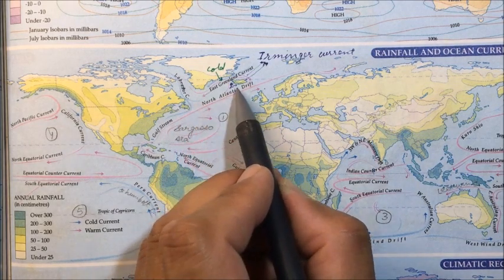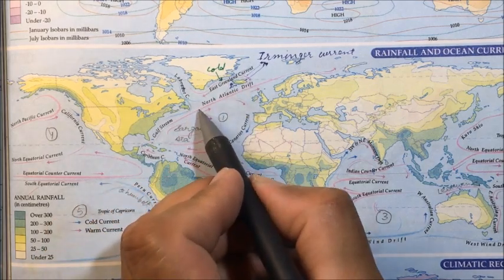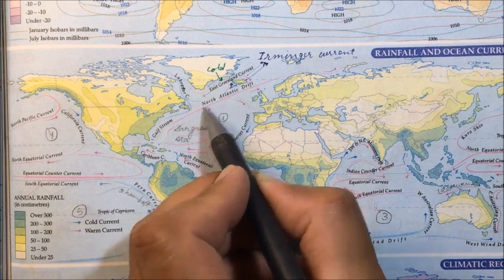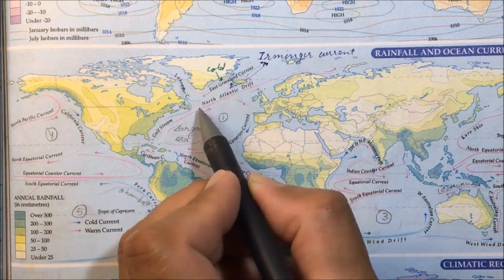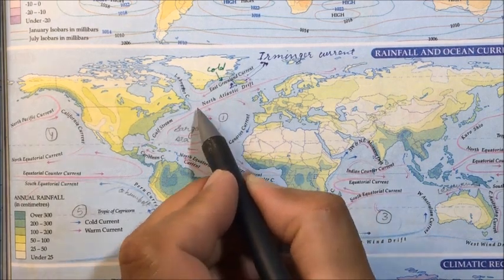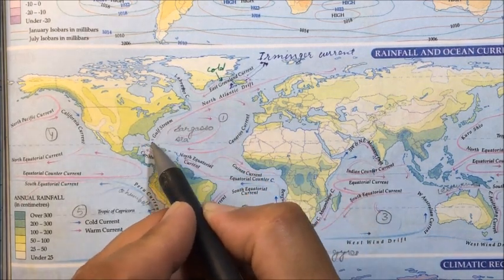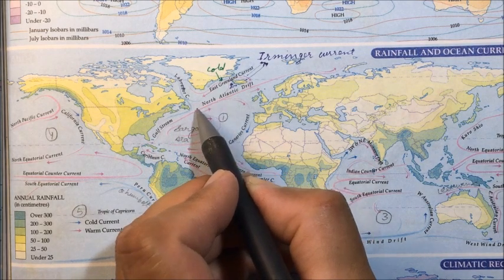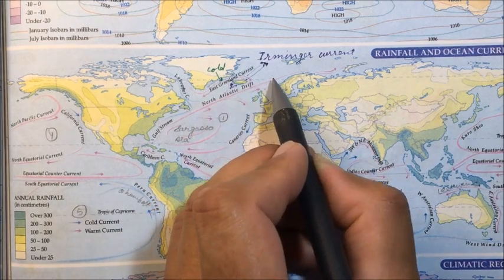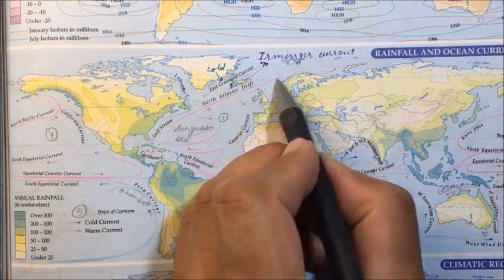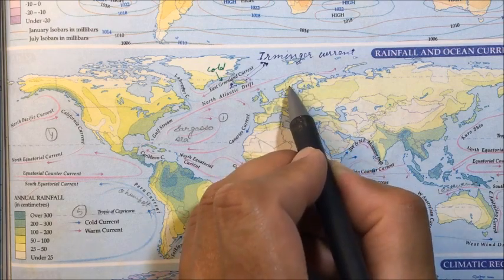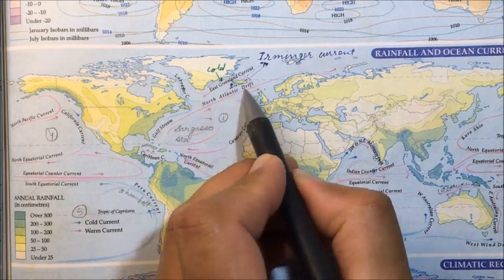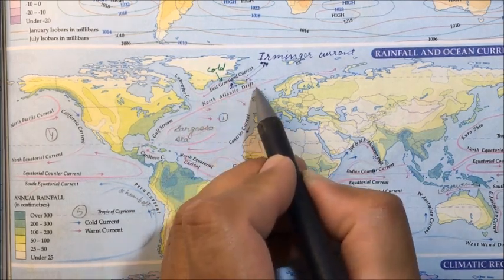it comes under the influence of westerlies. After 30° north latitude, it comes under the influence of westerlies. Now as the Gulf Stream originates around 20° north latitude and moves towards 30° north latitude, it comes under the influence of westerlies, and these westerlies make it move towards the western coast of Europe up to 70° north. And here this current is termed the North Atlantic Drift.